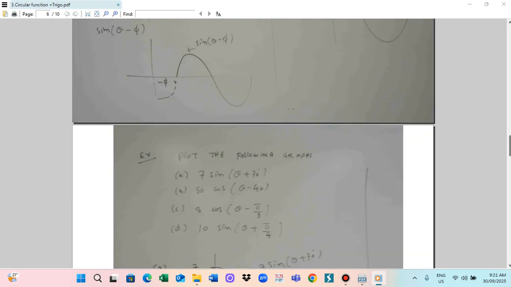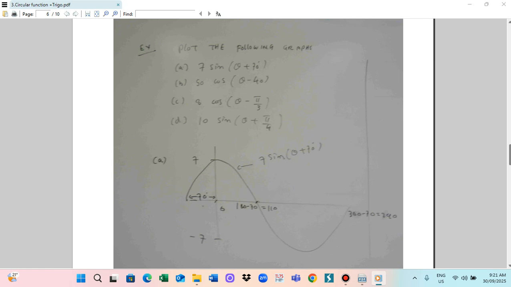Okay, so now we will plot the following graphs: 7 sine theta plus 70, 50 cos theta minus 40, 8 cos theta minus pi by 3, and 10 sine theta plus pi by 4. We need to plot the graphs. Firstly, we plot 7 sine theta plus 70. 7 is the amplitude, so the graph goes to plus 7 and minus 7.